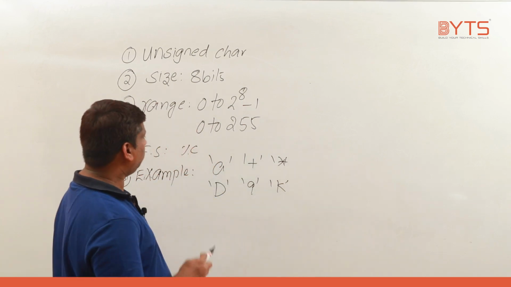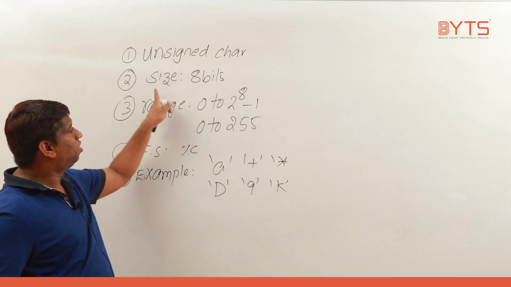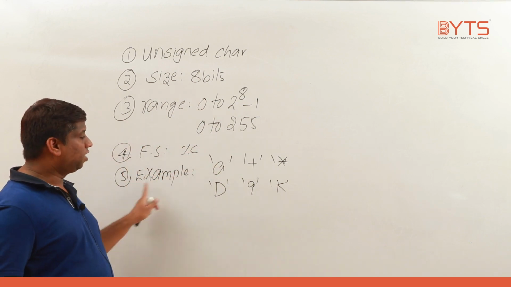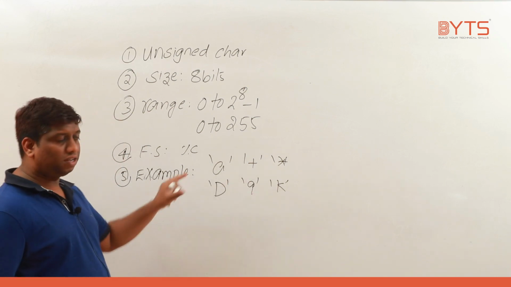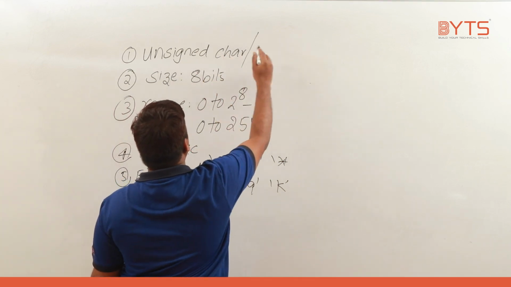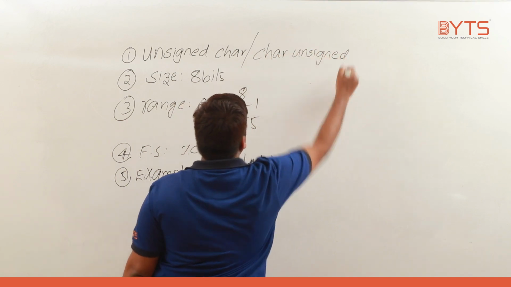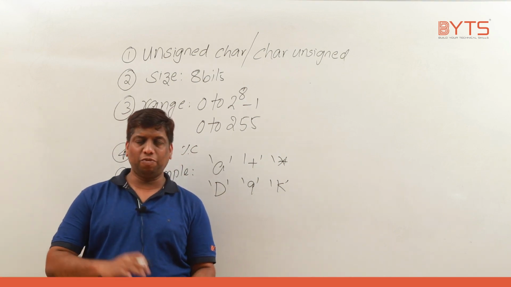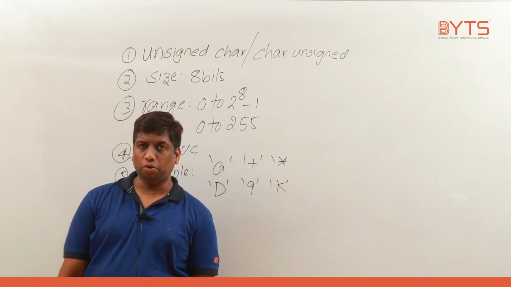Okay, well. So for unsigned char, the default nature is signed, that is the reason I wrote unsigned char here. Size is 8 bits. Range is 0 to 255. Format specifier is %c. Examples are any content represented in a pair of single quotes, that is a character constant. I have a question: do I need to write unsigned char or char unsigned? Anyway, both are the same. As I discussed, unsigned can be written before char or after char also. Okay, well, so some problems we are going to discuss now.